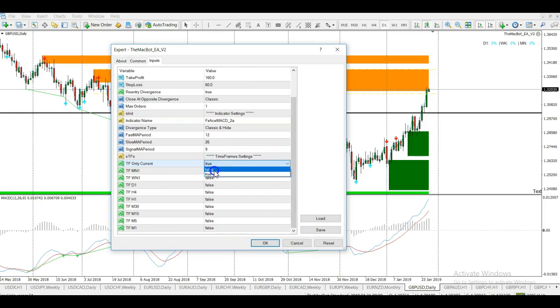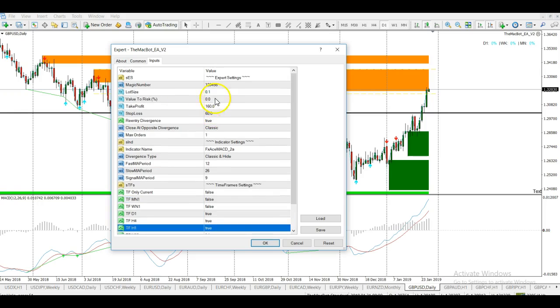Next is the time frames again. So we've got a daily inside a weekly. So the time frames are daily true, 1 hour true, true. Lot size is 3.0.